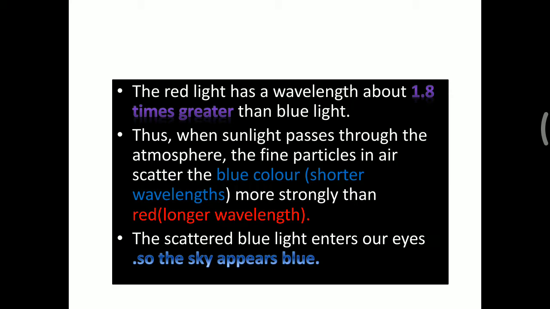Normally, you know that small particles always scatter the shorter wavelengths of the blue family. So when sunlight passes through our atmosphere, many fine particles are present. These fine particles scatter the blue light more than the longer wavelength of red. So which light is scattered more? Here the blue light is scattered more. So the blue light enters our eyes. Due to that reason, the sky appears blue.